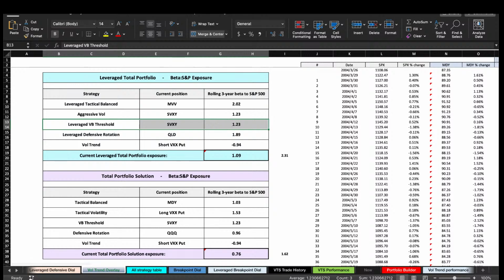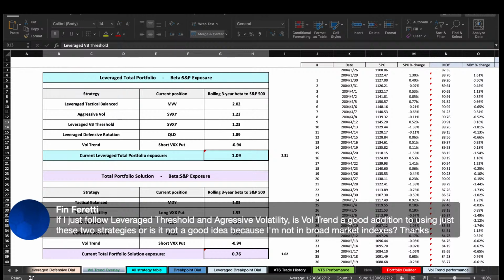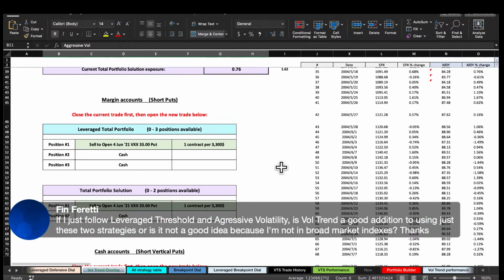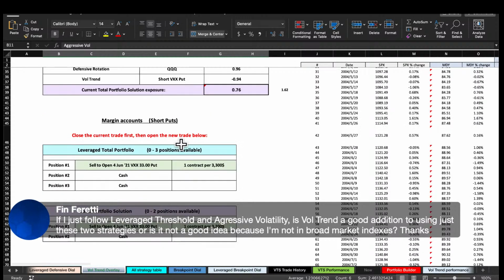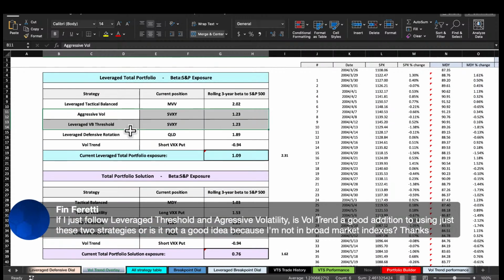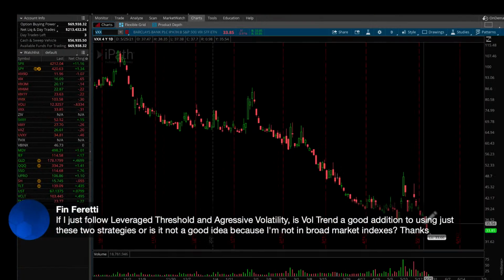Or let me just confirm, which ones did you say you were into? You said aggressive vol and leveraged threshold. Yeah, so if you're only taking these two, then you can still get into the vol trend strategy, but if you're an annual subscriber, you are certainly not going to be interested in the overlay, because now your market exposure to either net long equities or net short vol is not going to be sufficient to offset those times when the VXX crashes really hard on us.